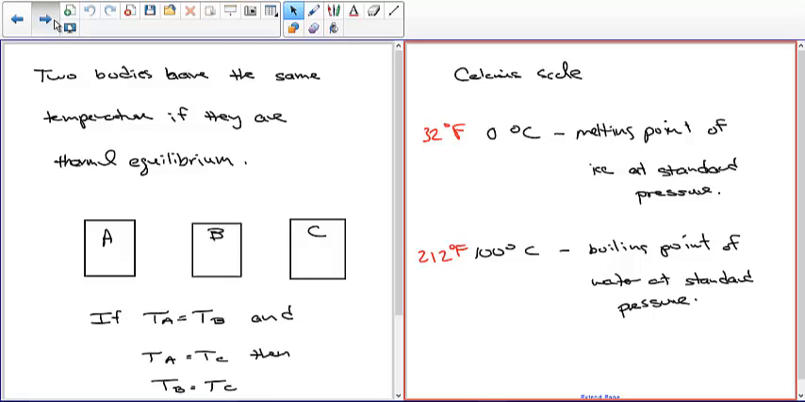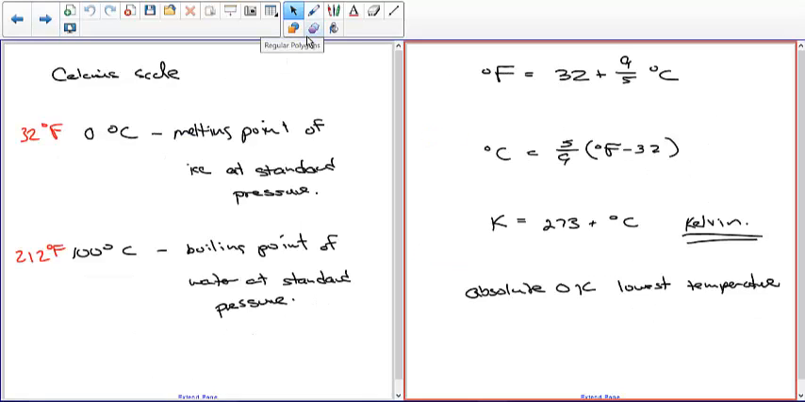As a consequence, you can convert between the two temperature scales. You've seen this before in chemistry, I'm sure. If you have degrees C, you multiply by 9/5 and add 32. So 0 degrees C is 32 degrees Fahrenheit. If you plug in 100 degrees C, you'll get 212. And you can go the other direction. If you have Fahrenheit, you subtract 32, multiply by 5, and divide by 9.